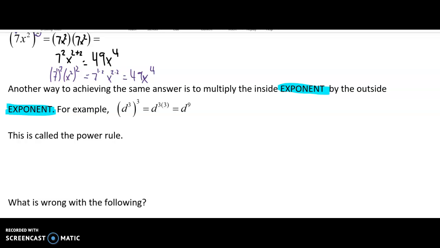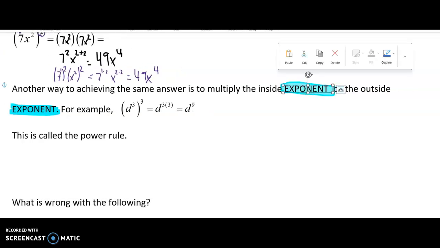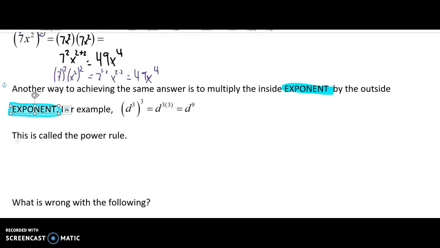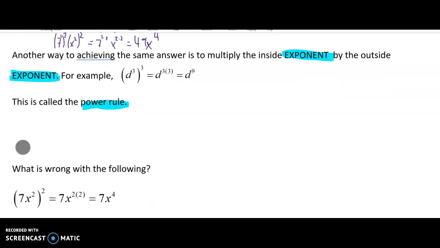Another way to achieve the same answer is to multiply our inside exponent by our outside exponent. For example, we have d to the third, is d to the 3 times 3, is d to the 9th, as I explained above. And once again, we call this the power rule. Knowing what we know now, let's look at this example. What's wrong here? We have 7x squared, squared, equals 7 to the x to the 2 times 2, or 7x to the 4th.